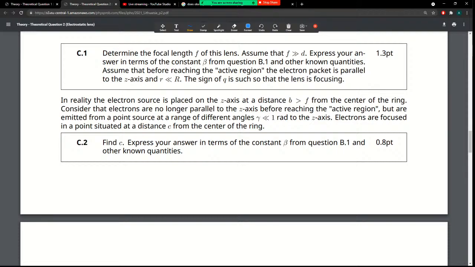C2. In reality, the electron source is placed on the z-axis at a distance b greater than f from the center of the ring. Consider that the electrons are no longer parallel to the z-axis before reaching the active region, but are emitted from a point source at a range of different angles, where gamma is less than 1 radian to the z-axis. Electrons are focused in a point situated at distance c from the ring. Find c. Express your answer in terms of the constant beta from question B1 and other known quantities.